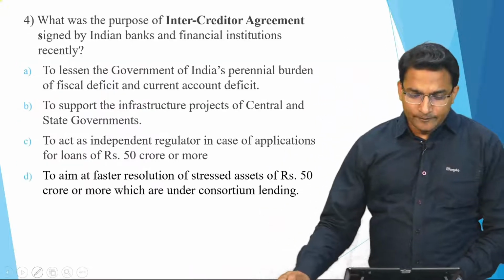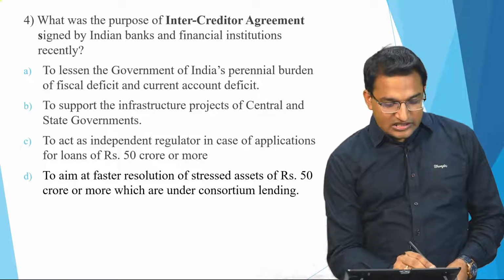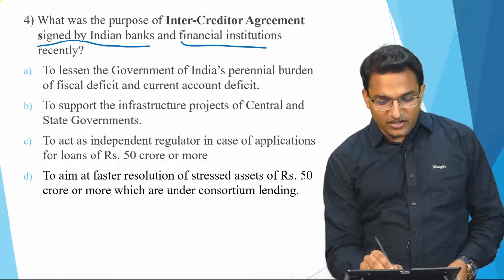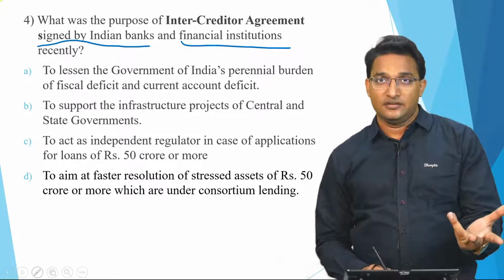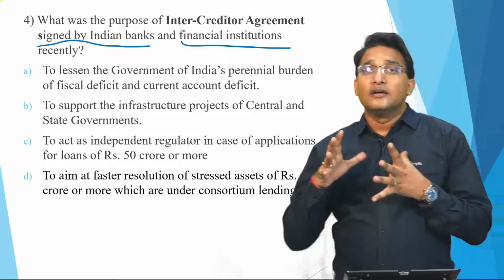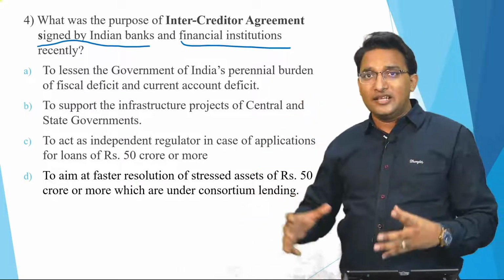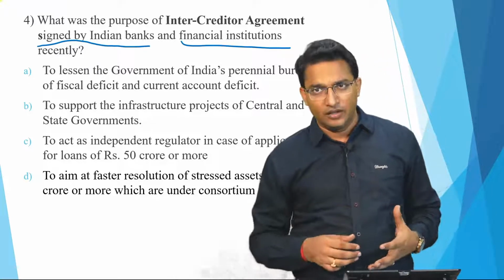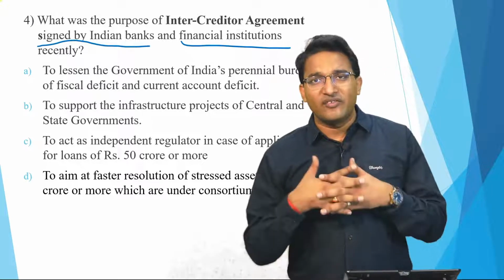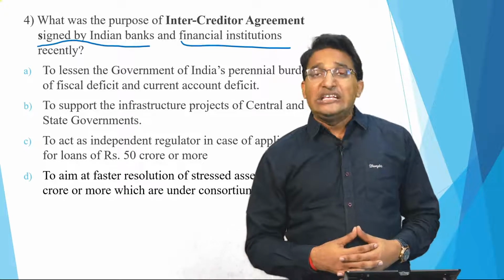The next question is, what was the purpose of the inter-creditor agreement signed by Indian banks and financial institutions recently? This question belongs to current affairs, purely current affairs. Non-performing assets, NPA, is a big problem in the banking sector, and questions are always expected from this area. So this question is not a surprise. This is a very much expected question, and also one of the very easy questions.